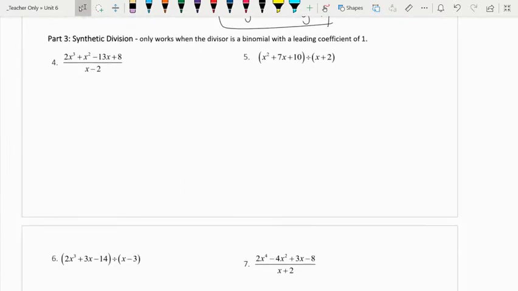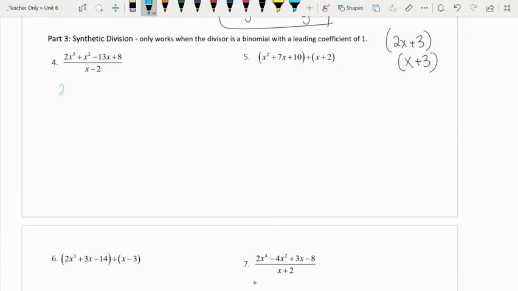So again, synthetic division only works when the divisor is a binomial with a leading coefficient of 1. So in other words, you can't divide by something like 2x plus 3. It has to be x plus 3. All right. So keep that in mind as we continue with the synthetic.